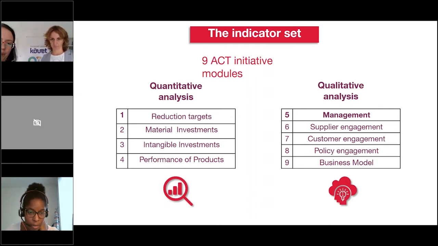With module 6, we watch the supplier engagements, focused on the company's engagements with the upstream part of the value chains. And with module 7, we regard the customer engagement. That is the downstream part of the value chain. Module 8 is specific for policy engagements, which allow us to analyze the company's support of public policy in the realm of climate change mitigation.